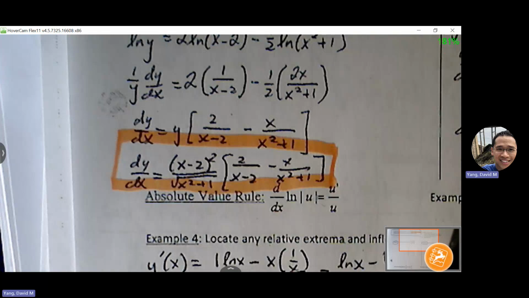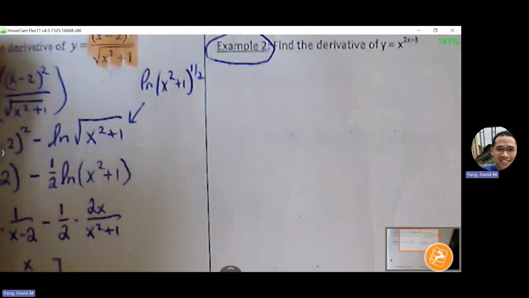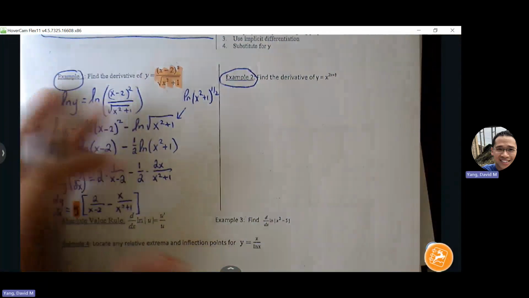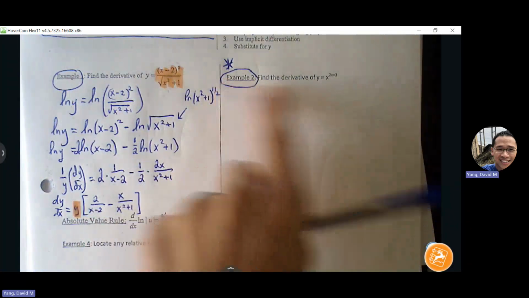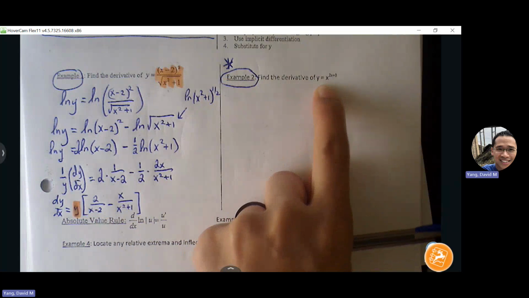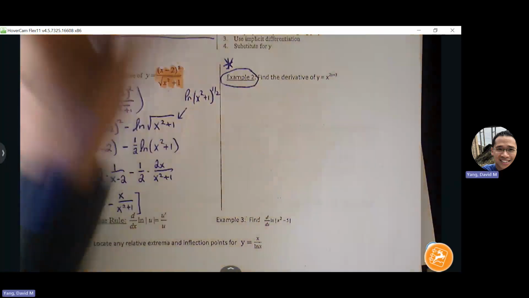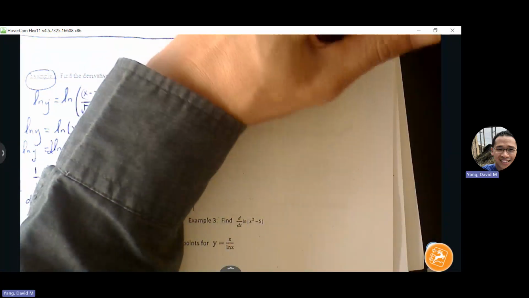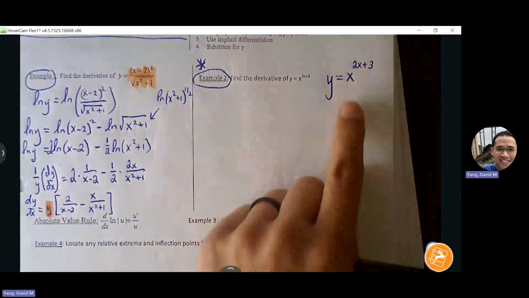So let's look at example 2. This one, I think, is the more important one because as far as log differentiation goes, this one has a chance to show up more on the AP exam. They like to do these types of problems, and also you can expect to see something like this on the test as well. So let's say I have y is equal to x raised to the 2x plus 3.